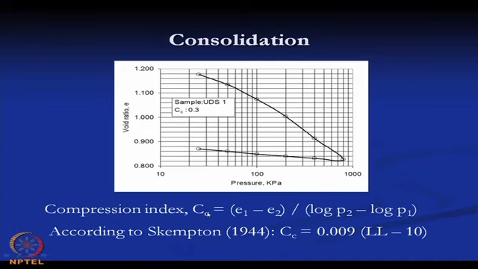The compression index Cc is equal to (e1 minus e2) divided by (log p2 minus log p1), where e1 is the void ratio corresponding to pressure p1 and e2 is the void ratio corresponding to pressure p2. So Cc is basically the slope of this loading path. According to Skempton, we can also determine Cc as 0.009 times (LL minus 10), where LL is the liquid limit. In this way also we can determine the value of Cc.